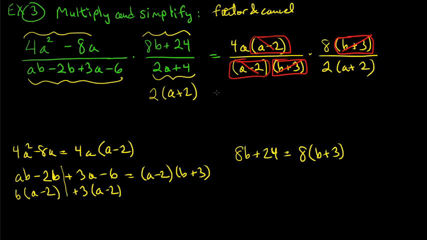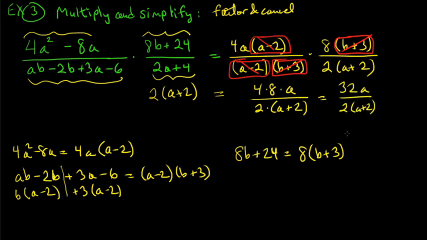And so what are we left with? The numerator is 4 times 8 times a, and the denominator is 2 times a plus 2. Okay, so 4 times 8 is 32. So 32a over 2 times a plus 2. And 32 divided by 2 is really just 16.